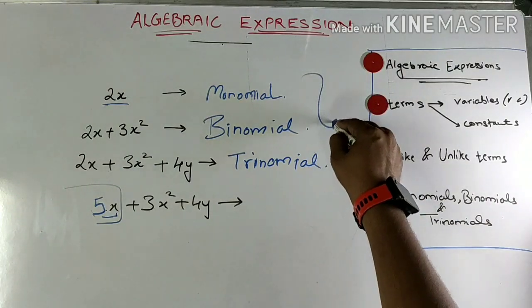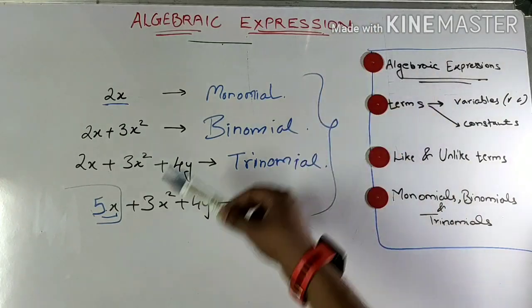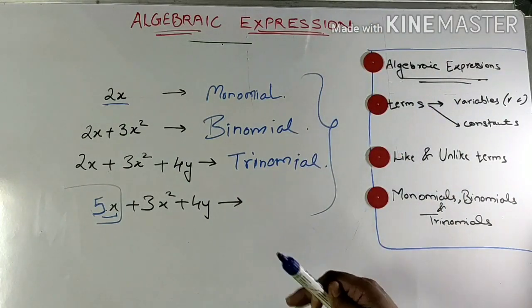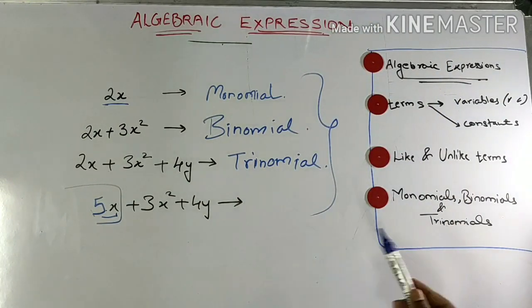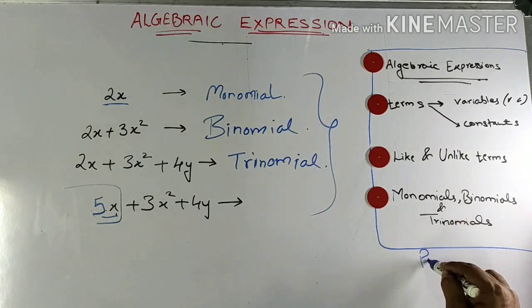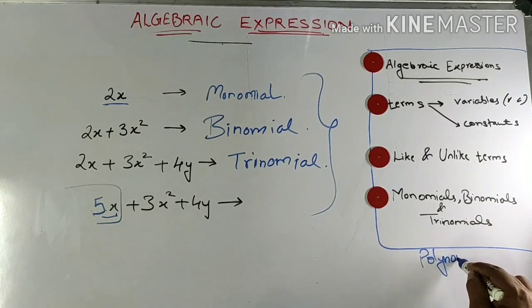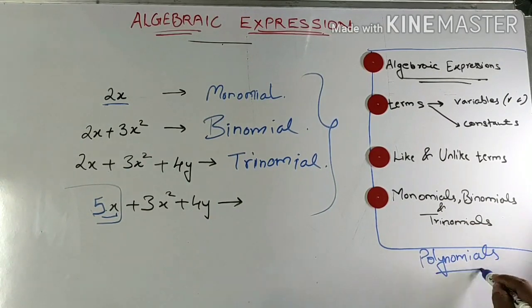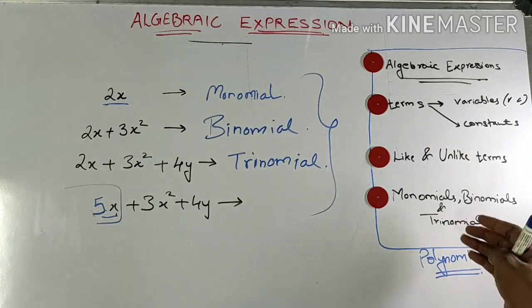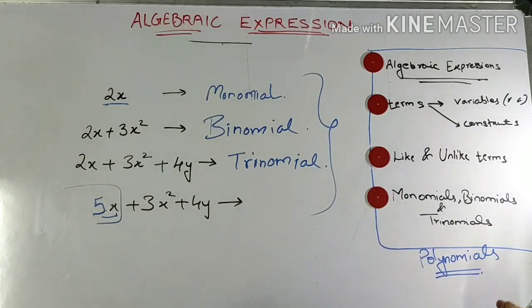Now, whether an algebraic expression has 1 term, 2 terms or 3 terms, it is called a polynomial. So all these are called polynomials. You may have read the word polynomials by now. Polynomials is nothing but any monomial, binomial or trinomial. Let's move on to exercises and start solving the problems.